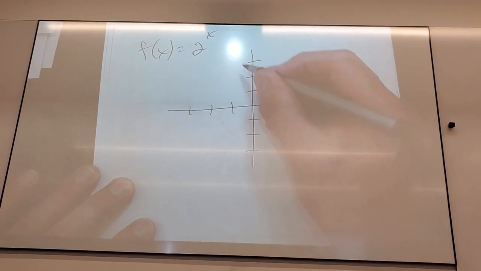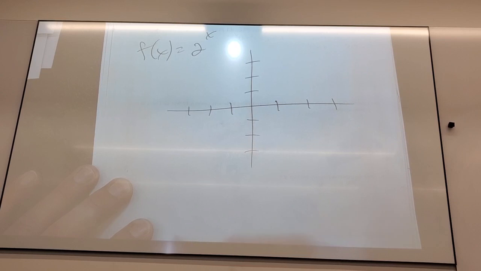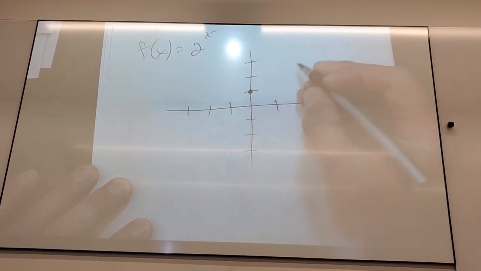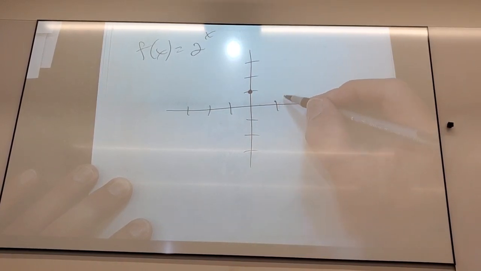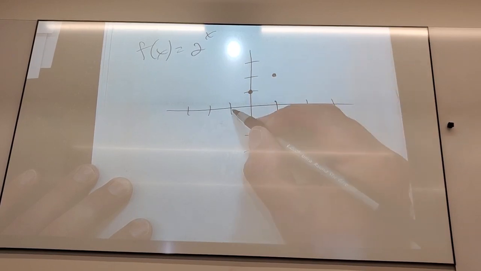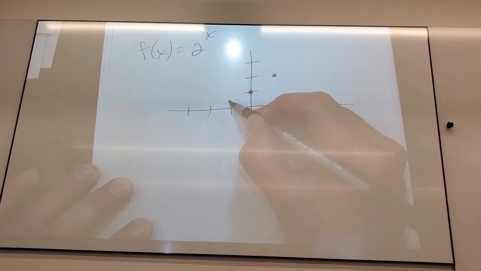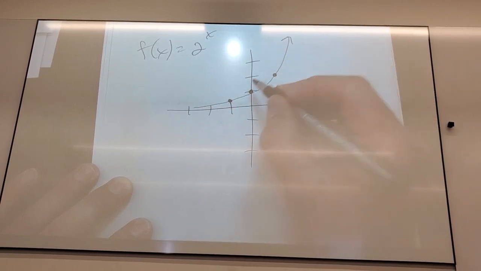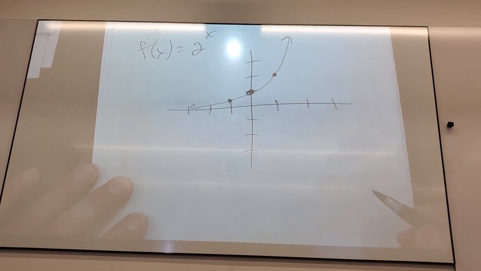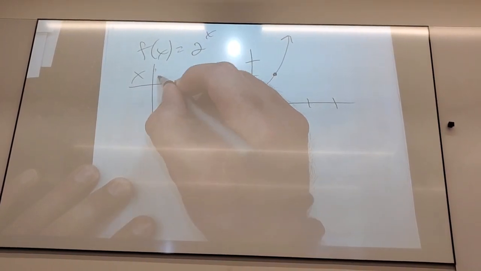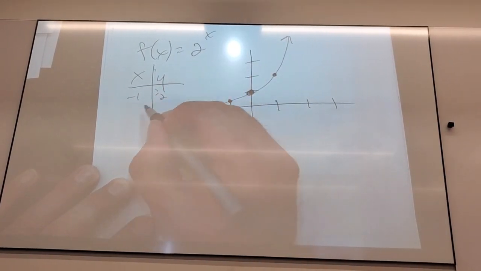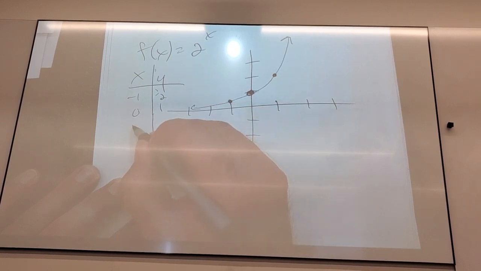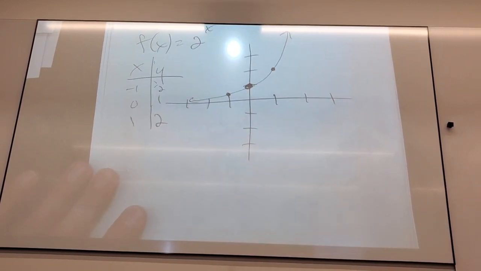So at 0, what's the output? 1. At 1, the output is 2. And at -1, the output is 1/2. So let me write this down. So we got -1, 1/2, 0, 1, 1, 2.